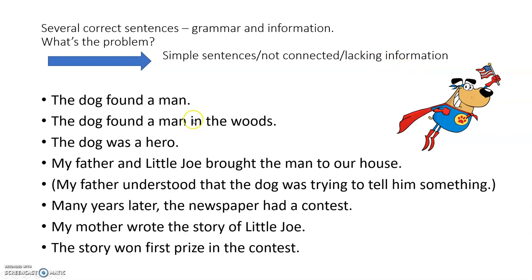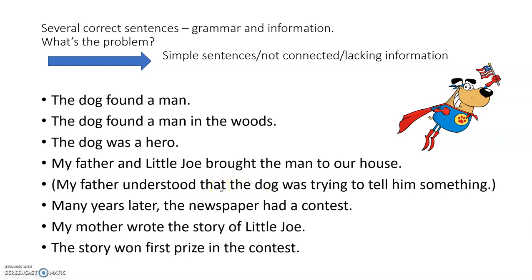You can pause the video here, read the sentences, ask yourself where you see nouns like dog, man, woods, hero, right? Look for the nouns. And remember, those are the places where we could add an adjective clause. Now, the reason I have this one in parentheses is just to give you a little hint of something confusing that's coming up later. This one is not a simple sentence. It has a dependent clause that starts with that.